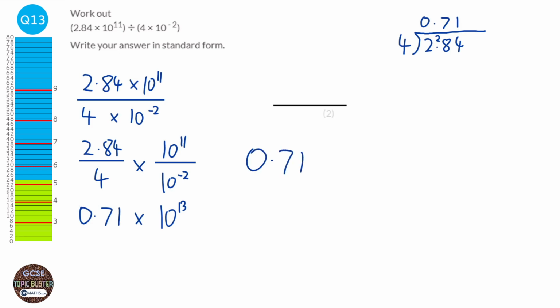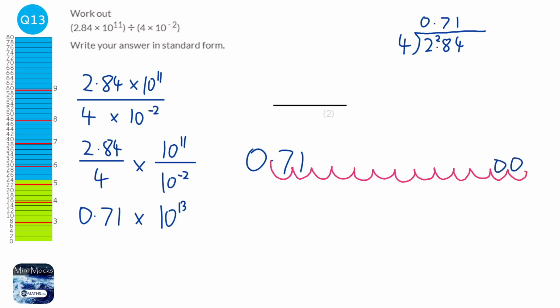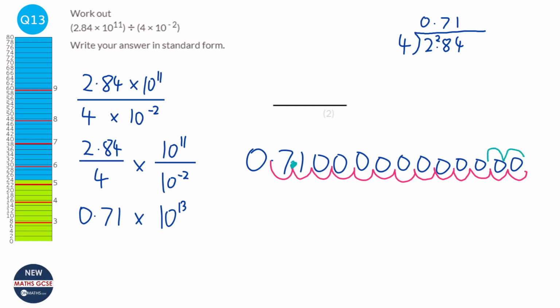So it's 10 to the power of 13, so it would be 1, 2, 3, 4, 5, 6, 7, 8, 9, 10, 11, 12, 13. Fill in the zeros. So it would be 7, 1 and all those zeros. And then I'm going to put it back into standard form. Now the decimal point will need to be here to make it 7.1. So it would be 1, 2, 3, 4, 5, 6, 7, 8, 9, 10, 11, 12. So it's going to be 7.1 times 10 to the power of 12.